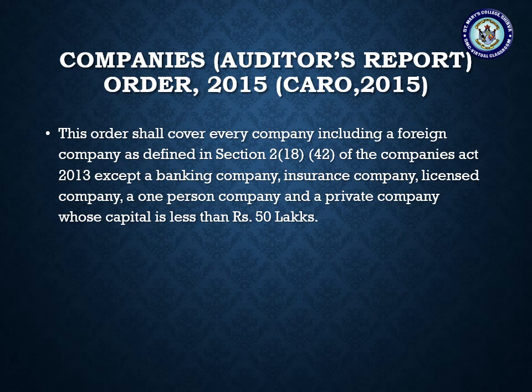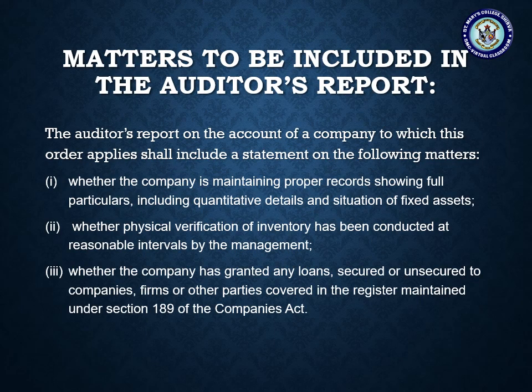Now, what are the matters that need to be included here? Matters to be included in the auditor's report. The first one: whether the company is maintaining proper records showing full particulars, including quantitative details and situation of the fixed assets. Just look at the matters involved here. This is CARO 2015, an annexure to be attached along with the auditor's report. So if an auditor is giving a positive report, it is based on the statements commented on by the auditor in the annexure.